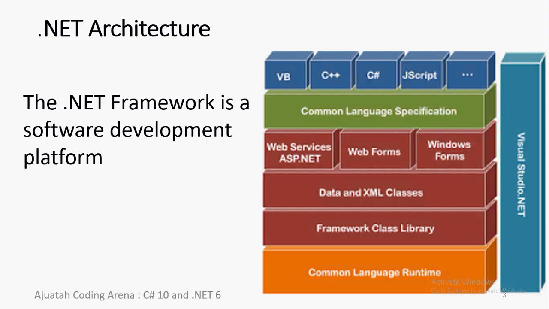So you have things like web services, ASP.NET Web Form, Windows Form. We have data. We have extensible markup language, XML classes. We have framework libraries. Framework libraries are libraries that have been built and constructed already, which you just need to use to help your application run. Most importantly, we have the common language runtime.